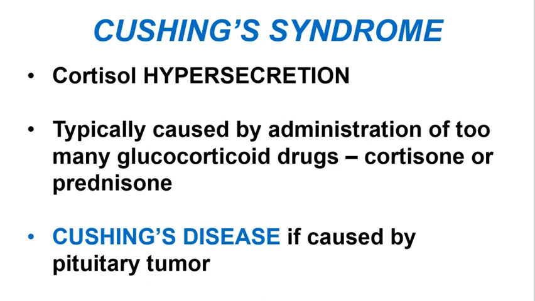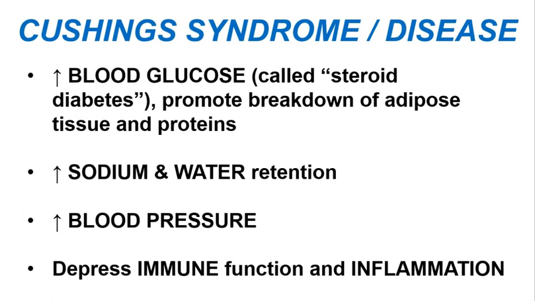Both Cushing syndrome and Cushing's disease have the same overall effects. They both increase blood glucose levels by promoting the breakdown of adipose tissue and proteins. This increase in blood glucose is typically referred to as steroid diabetes, since it is caused by too much cortisol steroid. It also promotes increased sodium as well as water retention, increased blood pressure, and, as discussed earlier, depresses immune function and depresses inflammation.